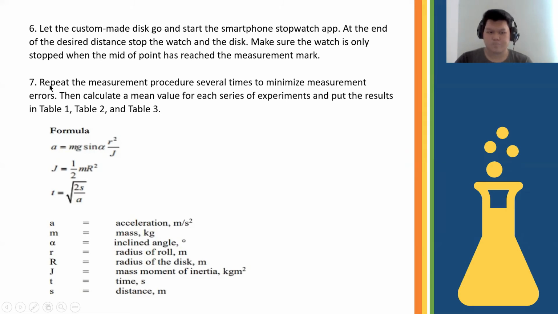Step 7. Repeat the measurement procedure several times to minimize measurement error. Then calculate a mean value for each series of experiments and put the results in tables 1, 2, and 3. Okay, this is the formula that we use. The first formula we use is for acceleration, where J is the mass moment of inertia and T is the time. So we use the formula and calculate to get the results for tables 2 and 3.